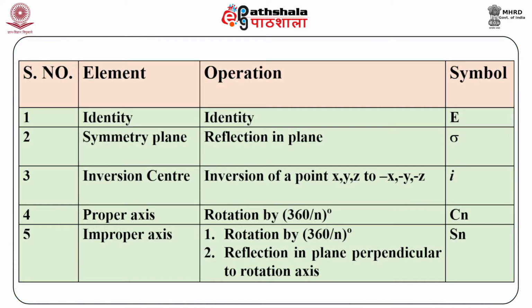As you can see, the symbol for the identity is E, the symbol for the symmetry plane element is sigma, the symbol for the inversion center is i, and the symbol for the proper axis of symmetry is Cn, where n is such that the rotation is 360 degrees divided by n, performed n number of times. The improper axis is denoted by Sn.